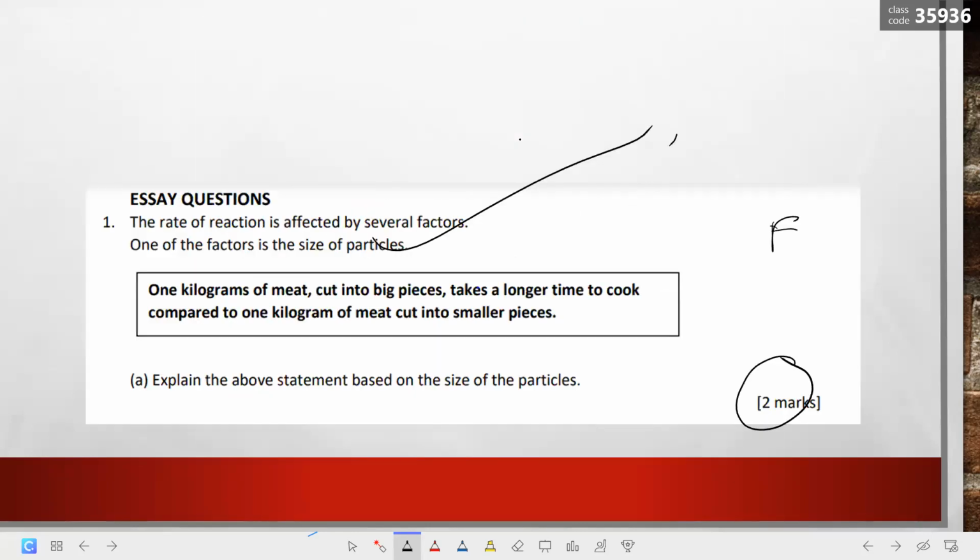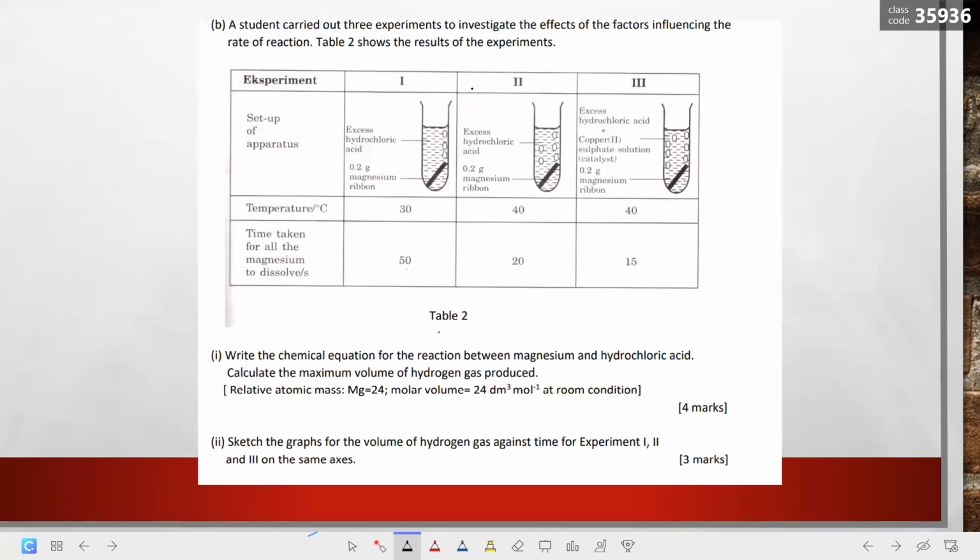So this can be a KBAT question. They can ask you for the fridge, why temperature in and out. They can ask all sorts of stuff. Now we look at this question.